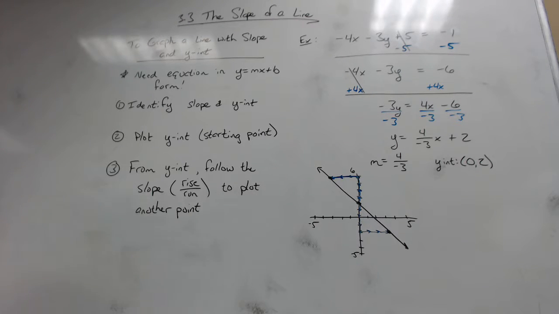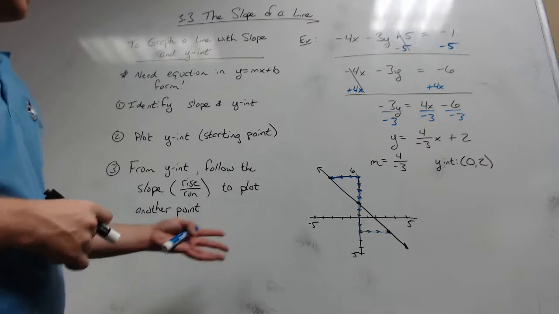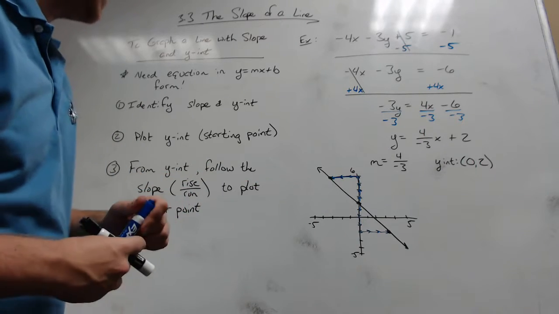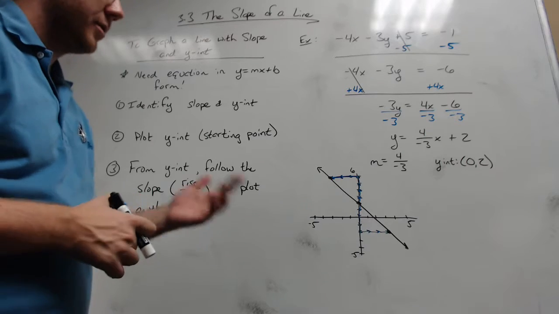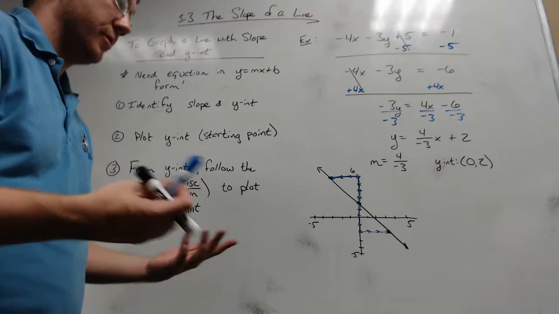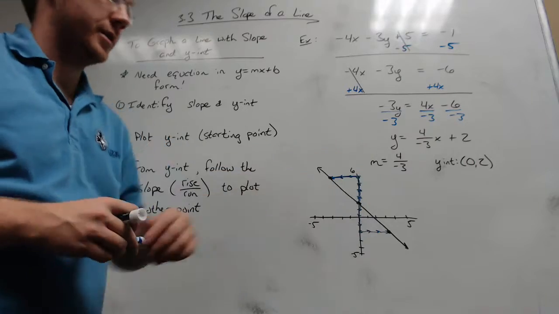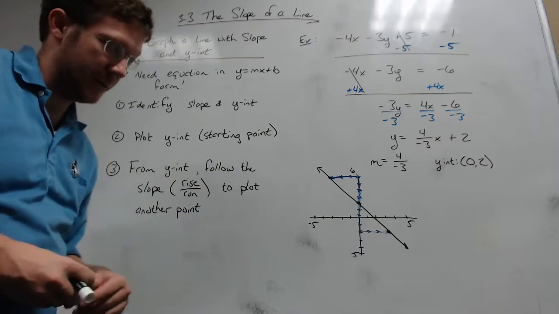So this skill is going to be very important going forward. Not only in 3.4 and 3.5, but also in chapter 4, we're also going to need to be able to graph these lines. And slope-intercept form is the nicest way, I think, to do it.